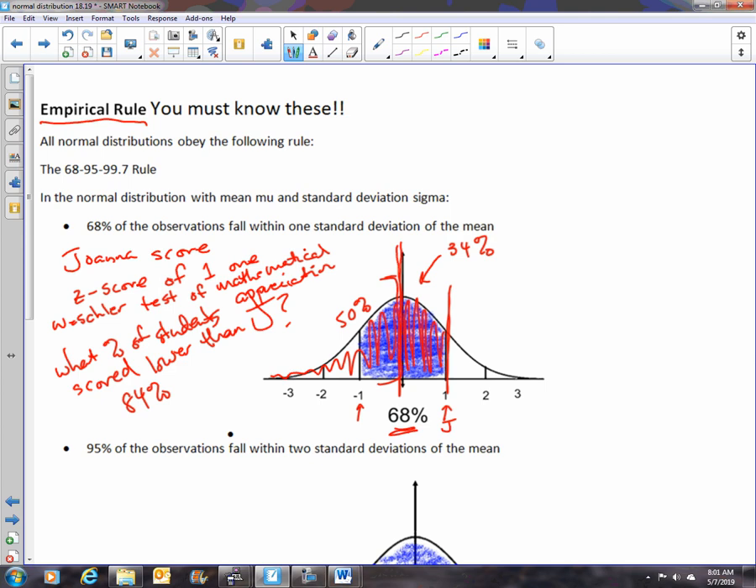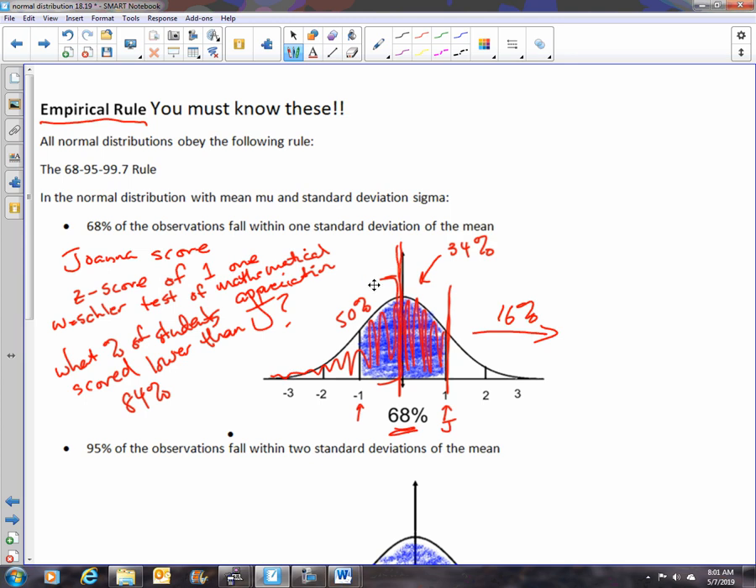It seems obvious, but let's just ask the question, well, what percent of students scored above Joanna on the Weschler test of mathematical appreciation? Well, probability, the number of students that took the test is 100%. 84% scored below her, so 16% would have scored above her.